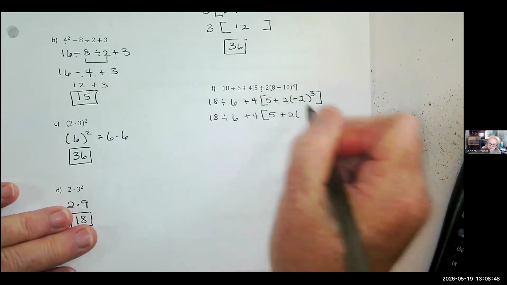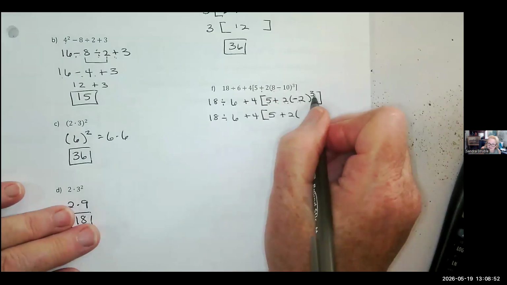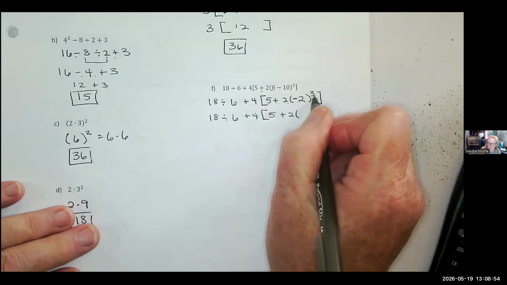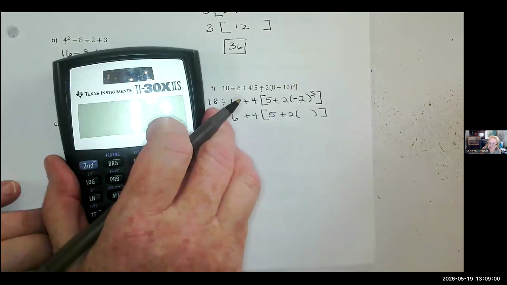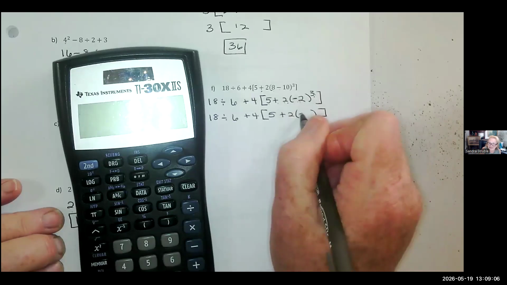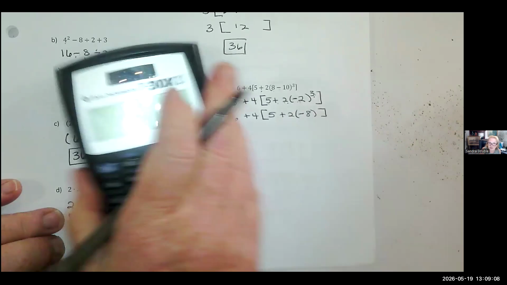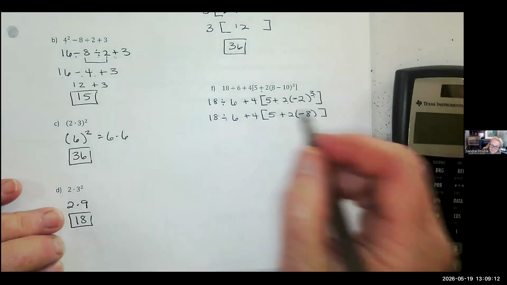Negative 2 cubed. If you put negative 2 cubed in your calculator, you're going to get negative 8. Now, that's correct, but you've got to use the parentheses. Remember, you've got to use the parentheses. Negative 2 needs to be in parentheses cubed, and that is negative 8, because negative 2 times negative 2 times negative 2 is negative 8. Bring the rest of this down.